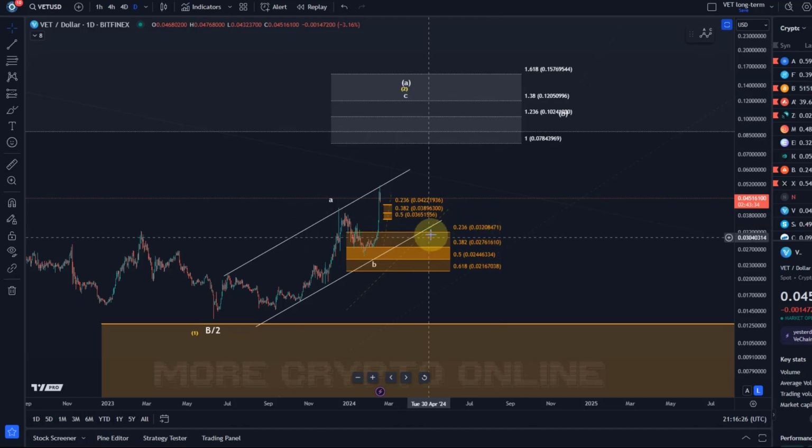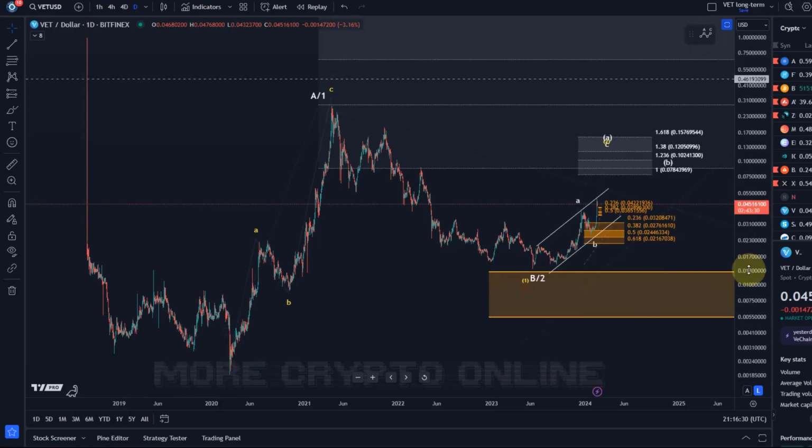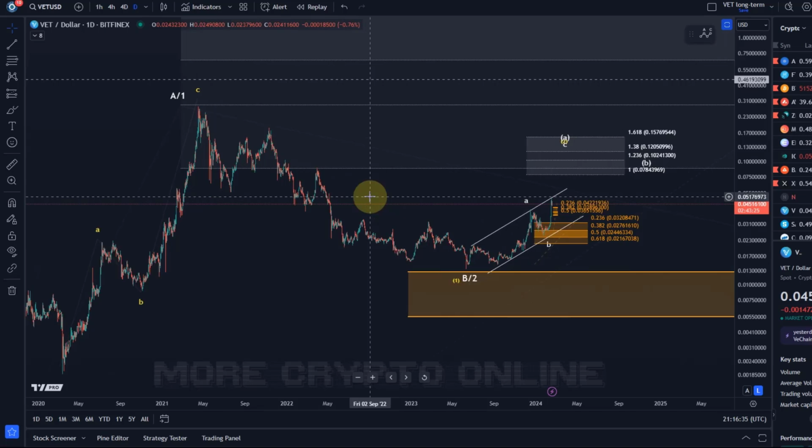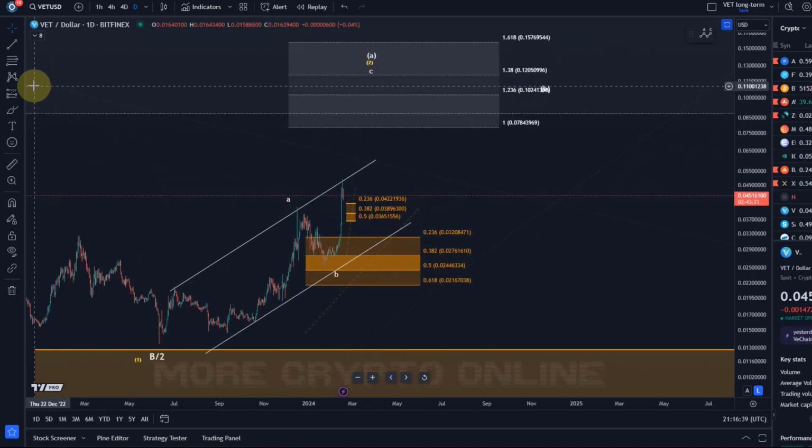It's not the most straightforward chart, and I hate charts like that because VeChain's chart, for example, topped in a three-wave structure. That always leaves a lot of room for interpretation, so we have to take it level by level. But a lot of people asked for a VeChain update, and yeah, it did move.